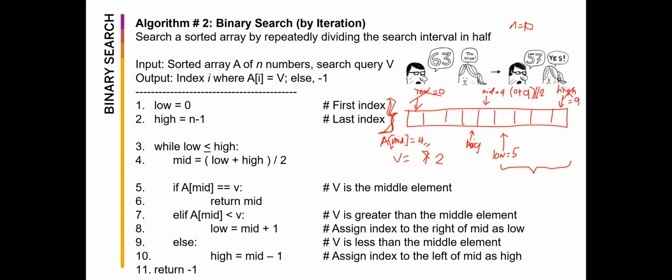High equals 3. So now it reduces our problem from 0 to 9, to 0 to 3. So that's the only set of elements left for us to search. Does that make sense?